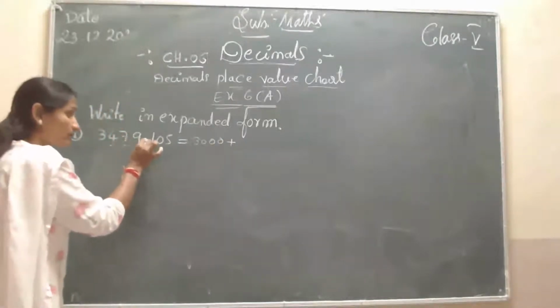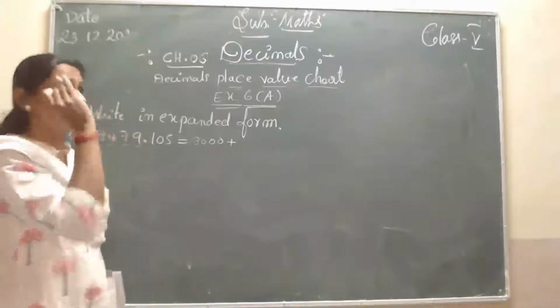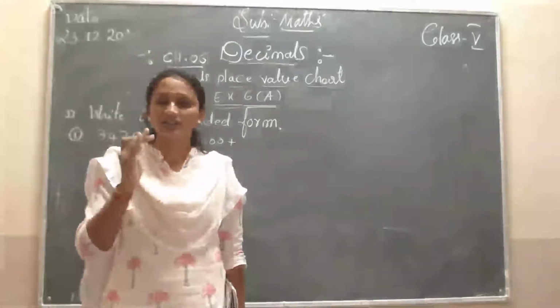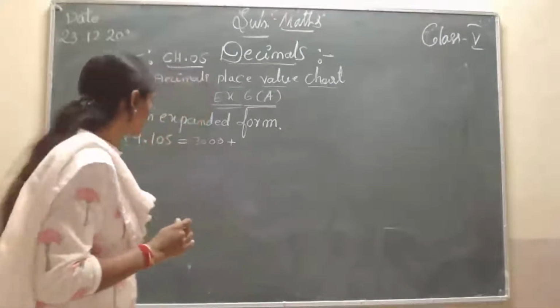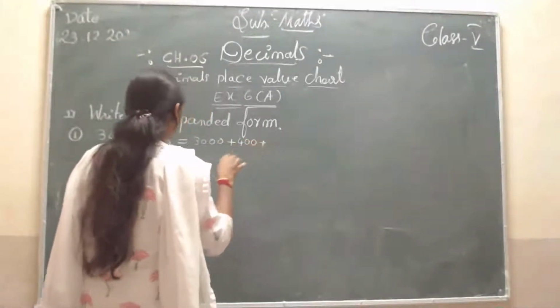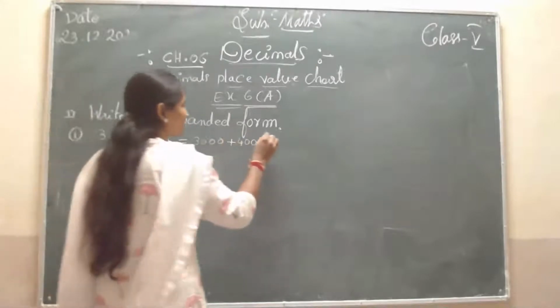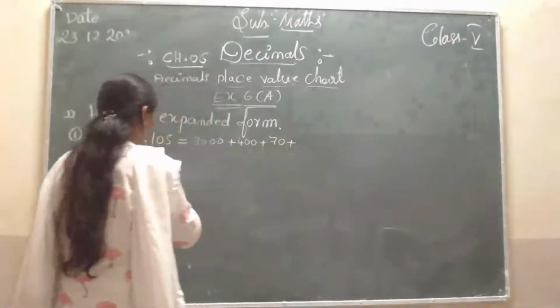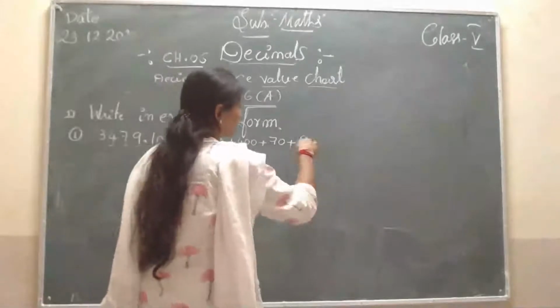Students, don't get confused. Before the point you have to consider the whole part, the integral part. That is the value. So you know this 4 is 400. Next, ones, tens, that is 70. Next, students, that is 9, you have to write 9.